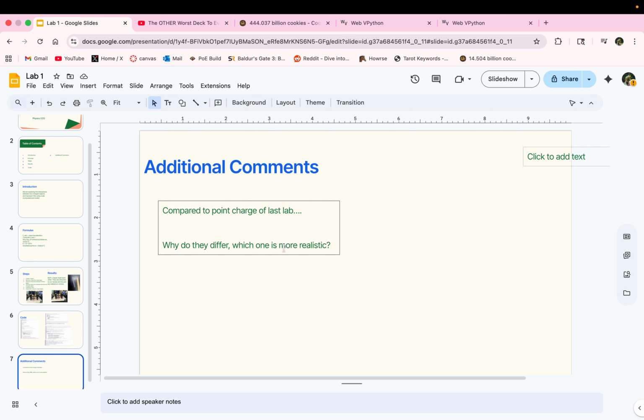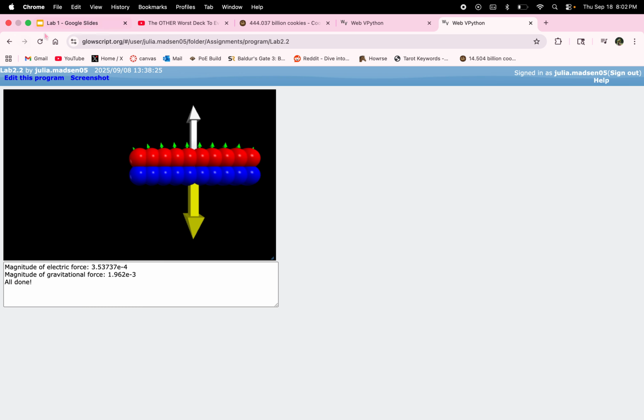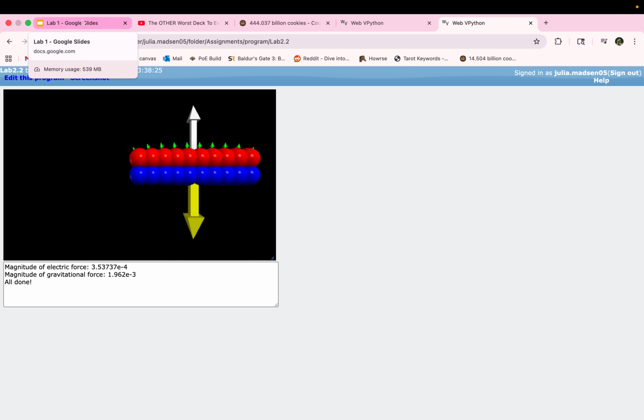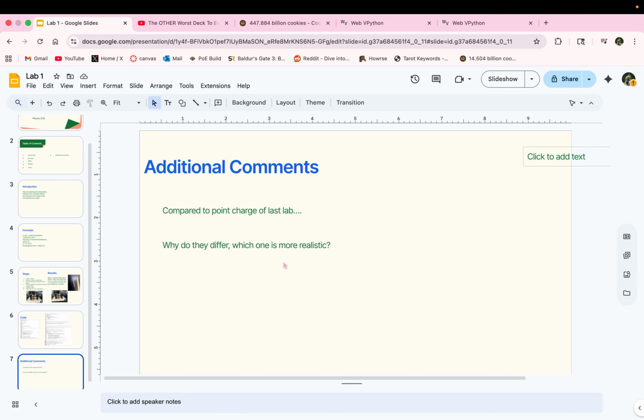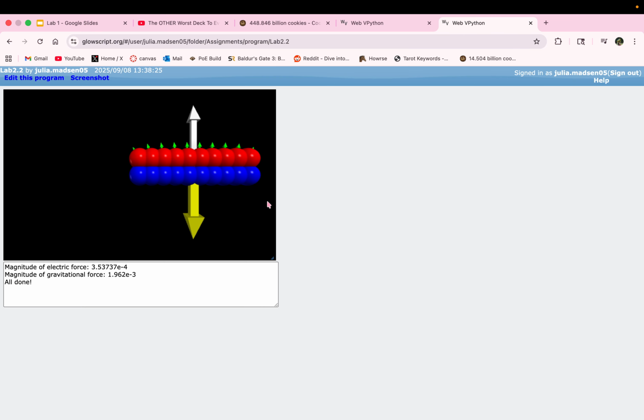And then why do they differ? They differ just because you're looking at one point and making a generalization rather than looking at each individual point. It's like taking an integral or doing a Riemann sum over two sections. And the more realistic one, again, is this one.